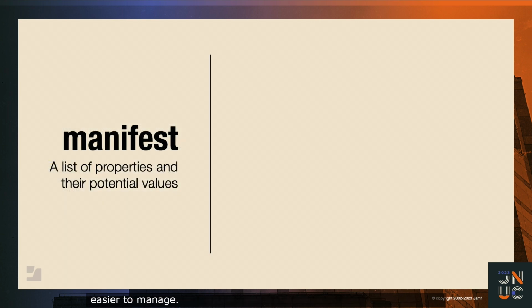A manifest is nothing more than a list of items. Just like a property list is a list of properties, a manifest is kind of a list of properties too. What makes it different from a plist is that it includes potential values of each property.